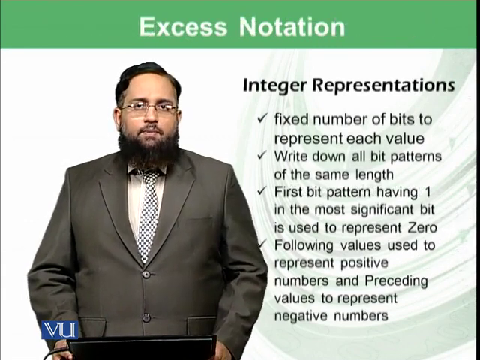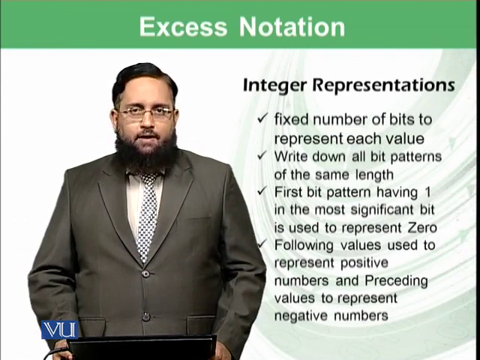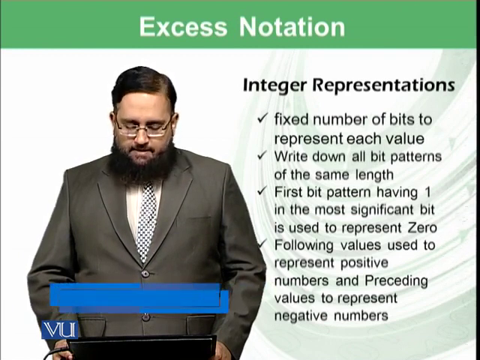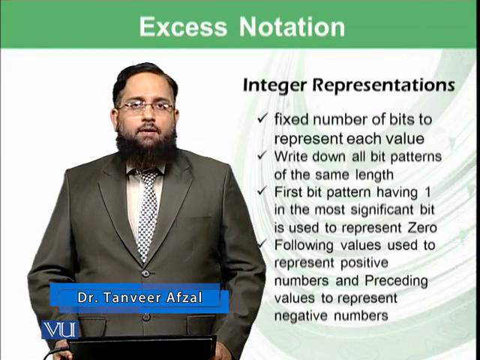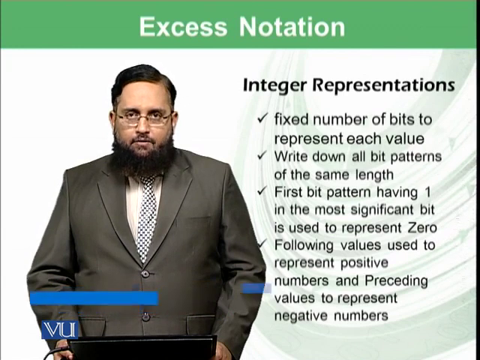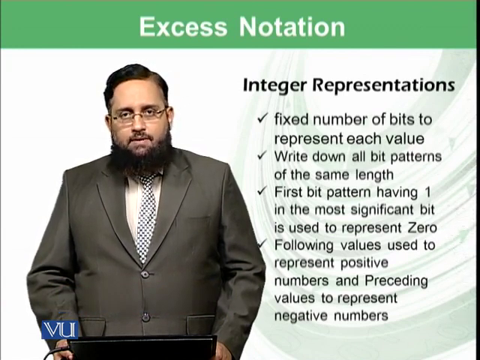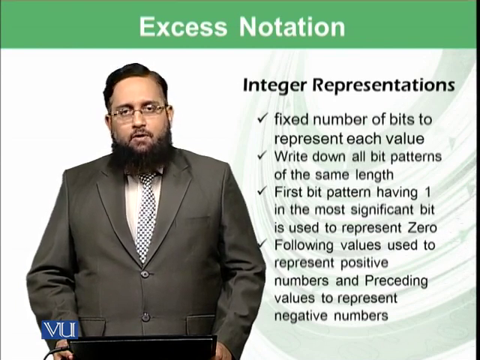Similarly to the 2's complement notation, it uses fixed bits to represent each value. And you write down all bit patterns of the same length. The first bit pattern having 1 in the most significant bit is represented as 0. And then the following numbers will be representing positive numbers and the preceding ones will be representing negative numbers.